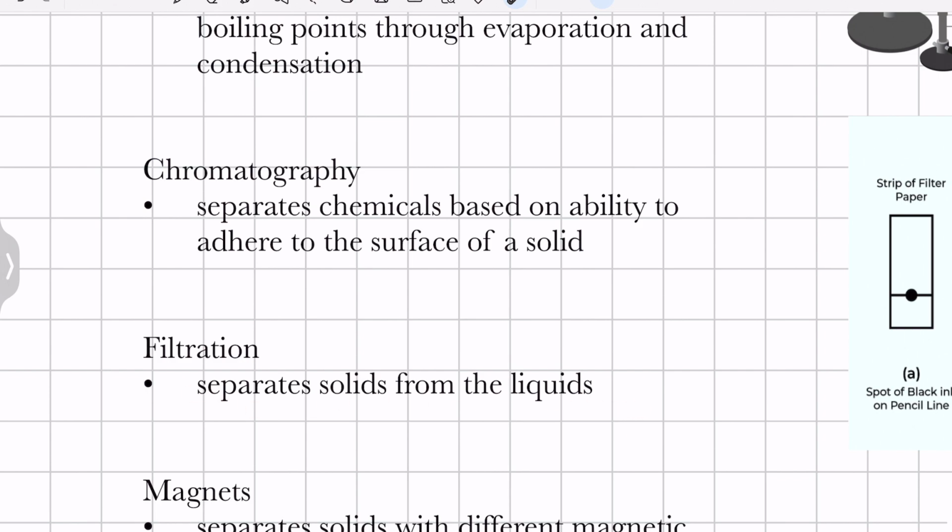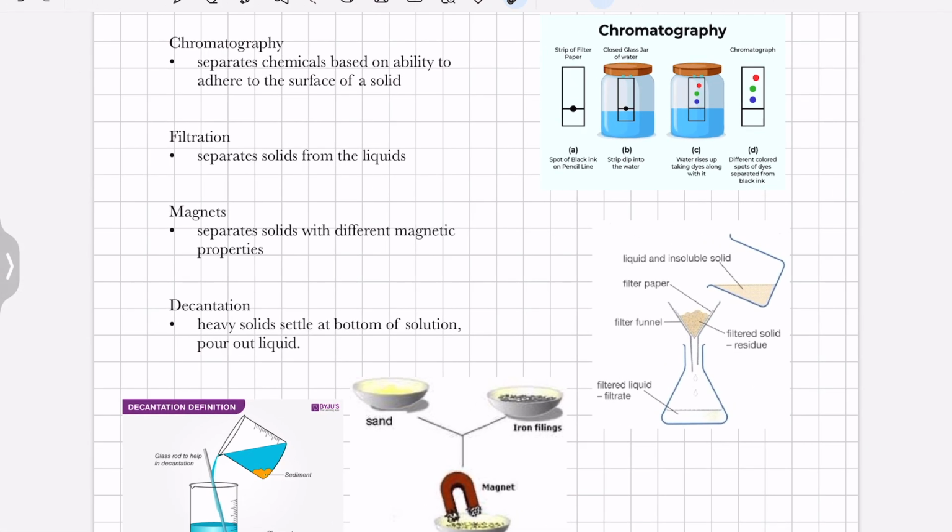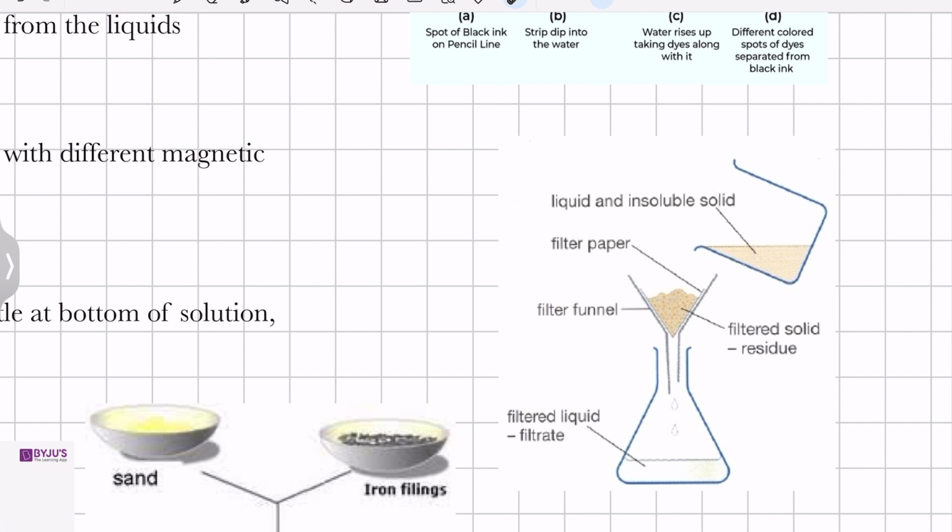The third one is filtration. Filtration separates solids from the liquids simply by using a filter funnel or filter paper, which separates the liquids, which drip down into a flask, from the solids, which stay in the filter paper.